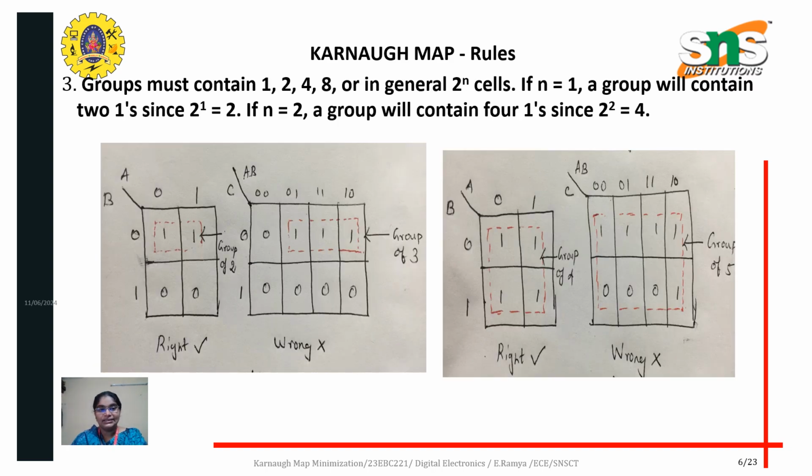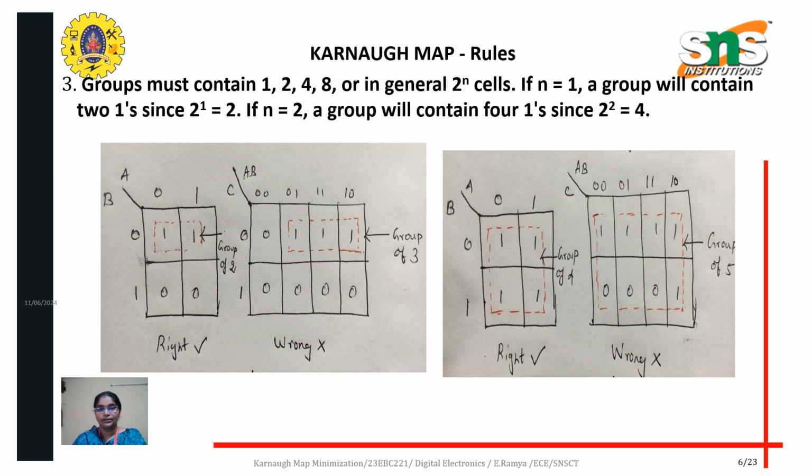Next, third, a group must contain 1, 2, 4, 8, in general 2 power n cells. If n equals 1, a group will contain 2 ones, since 2 power 1 equals 2. If n equals 2, a group will contain 4 ones, that is 2 power 2 equals 4.